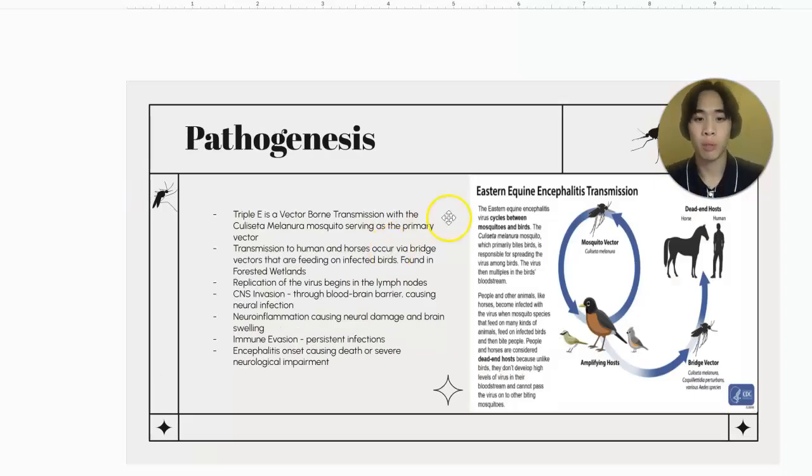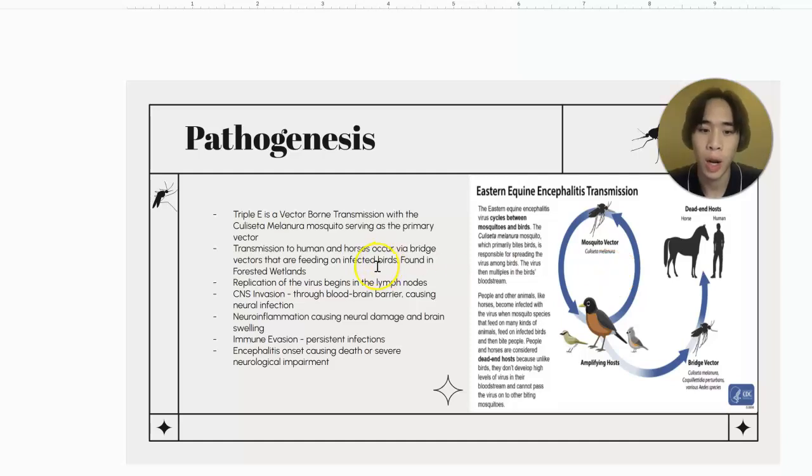Now, moving on to the pathogenesis. Triple E is a vector-borne transmission with the Culiseta melanura mosquito serving as the primary vector. Now, the transmission to human and horse occurs via bridge vectors that are feeding on infected birds found in forested wetlands. So here to my right, the diagram shows that this mosquito is a bridge vector because it's feeding on this infected bird, and then it's going to bite either its end host, a horse or a human.